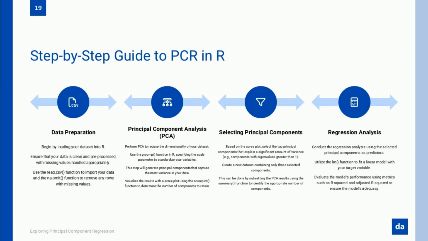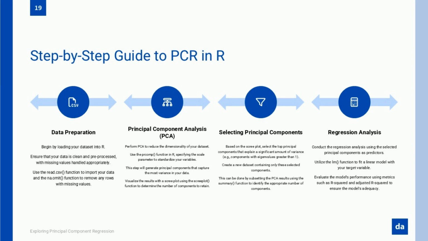With the dataset prepared, the next step is principal component analysis, PCA. The prcomp function in R is used to compute principal components, and setting center = TRUE and scale = TRUE ensures that variables are standardized before transformation. The summary function is then used to examine the proportion of variance explained by each component, and a scree plot can be generated using screeplot to visualize the optimal number of components to retain.